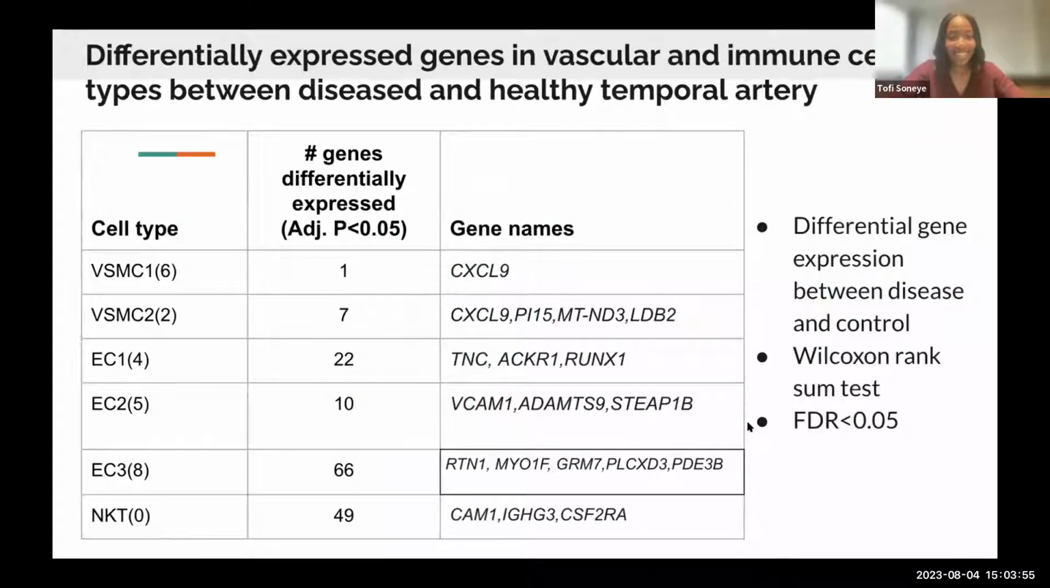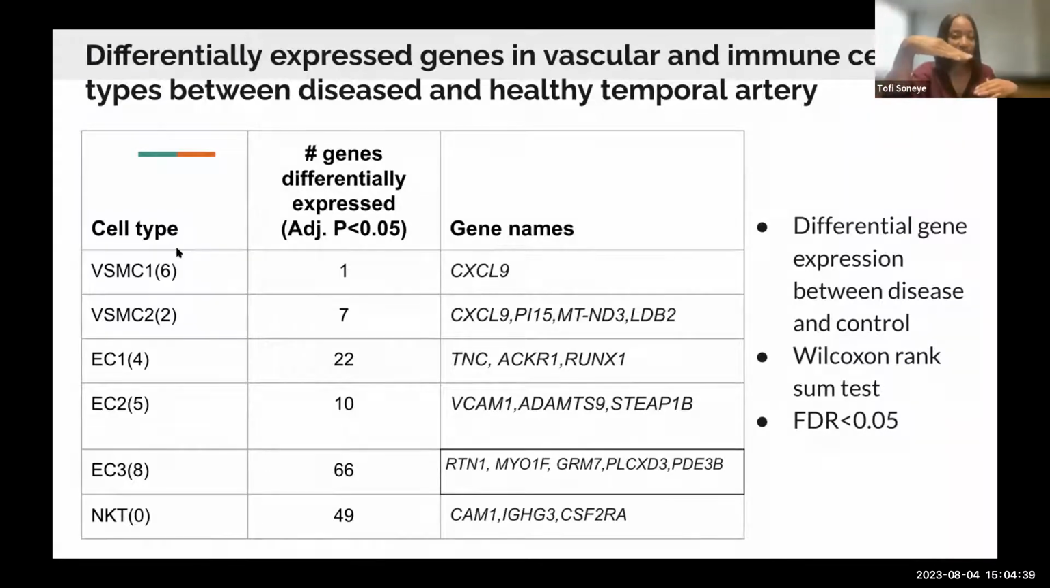So here is a differential gene expression table, where for the differential gene expression analysis, I ran the Wilcoxon rank sum test, and we were able to obtain a table of the cell types and the genes that were most significantly expressed, which were the genes that had an adjusted p-value of below 0.05. Here we ran it on vascular cells. From the 10 cell clusters, I picked 7 which were relevant.